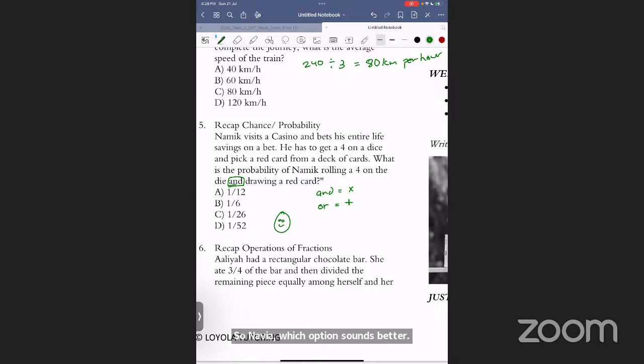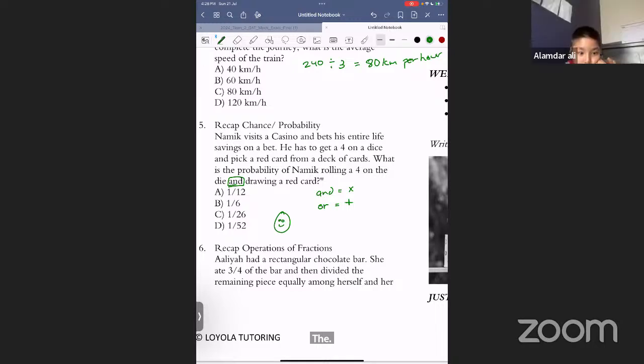Option A or B? B. B? What about you, Alamdar? Which option sounds better to you? B. Why does B sound better for you? Because it's easier to pass the gate exam.